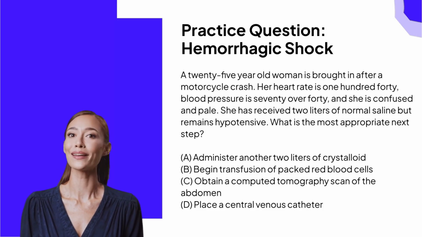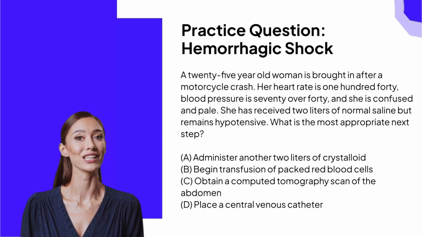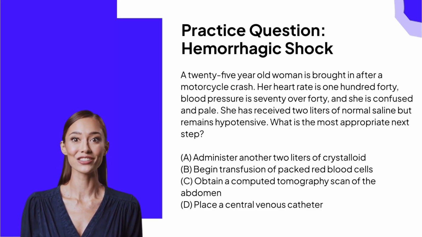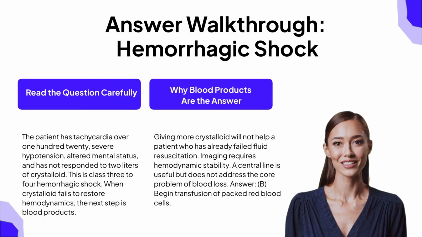Think about this. She has signs of severe hemorrhagic shock, class 3 to 4, with tachycardia over 120, hypotension, and altered mental status. She has already failed crystalloid resuscitation. What does that tell you about the next step? Let us break down this answer.